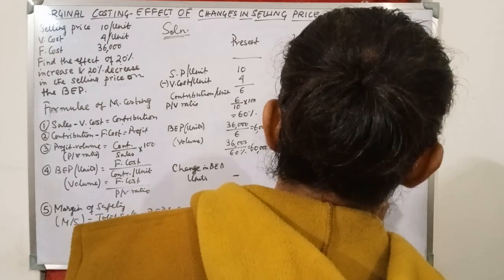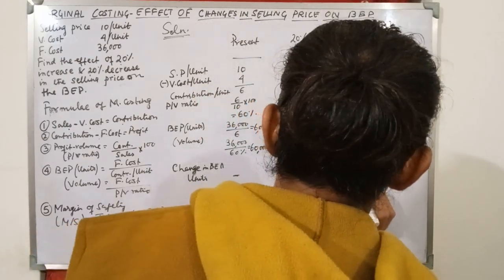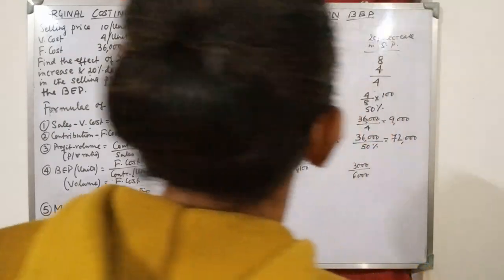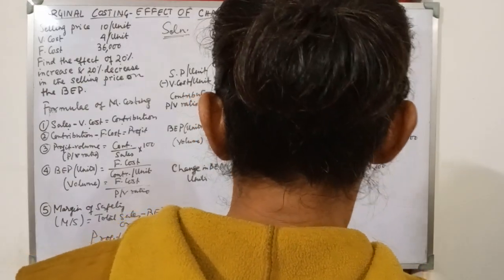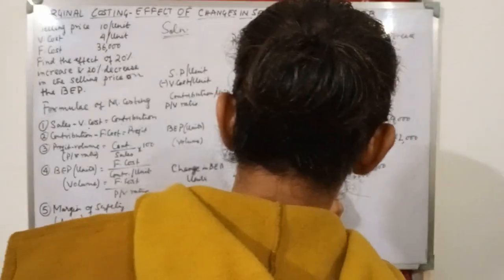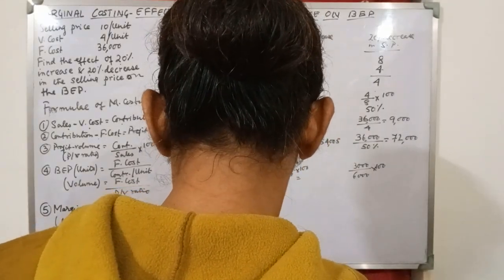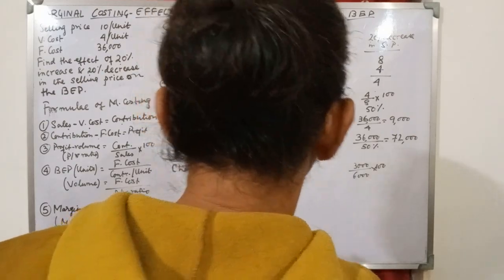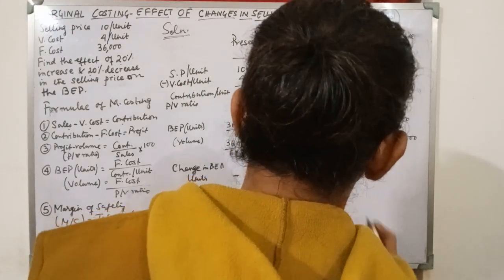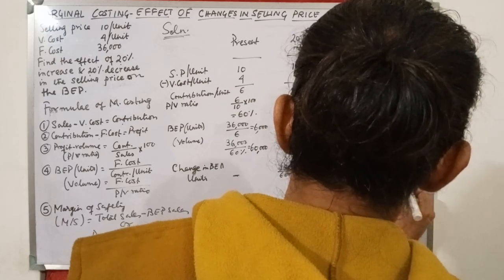$3,000 divided by 6,000, into 100, that is, here it is 25%, and here 50%.